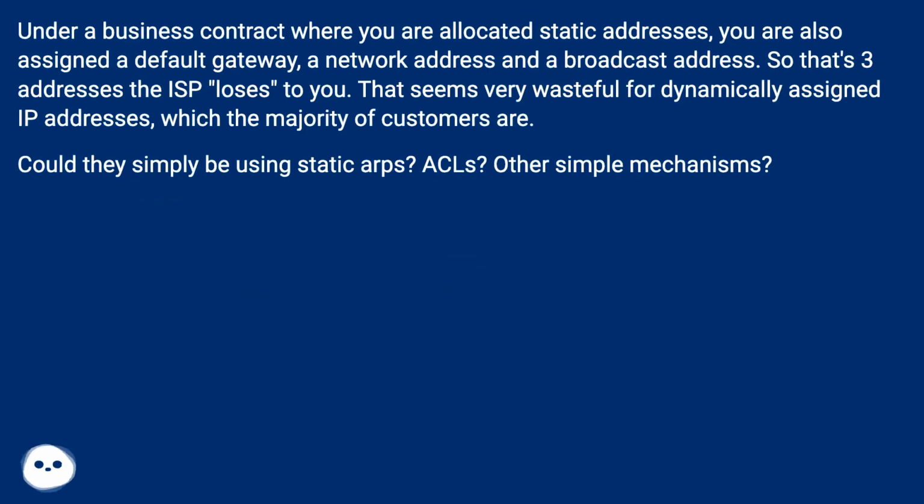Under a business contract where you are allocated static addresses, you are also assigned a default gateway, a network address and a broadcast address. So that's 3 addresses the ISP loses to you. That seems very wasteful for dynamically assigned IP addresses, which the majority of customers are. Could they simply be using static ARPs? ACLs? Other simple mechanisms?